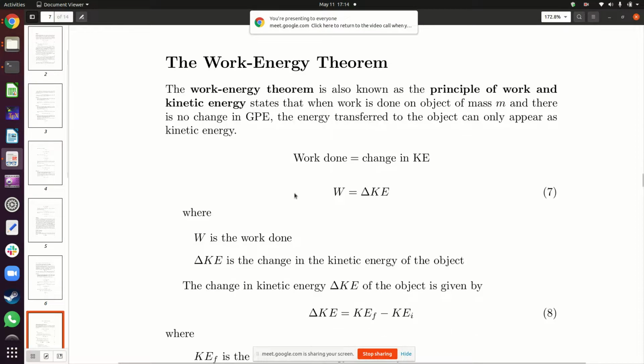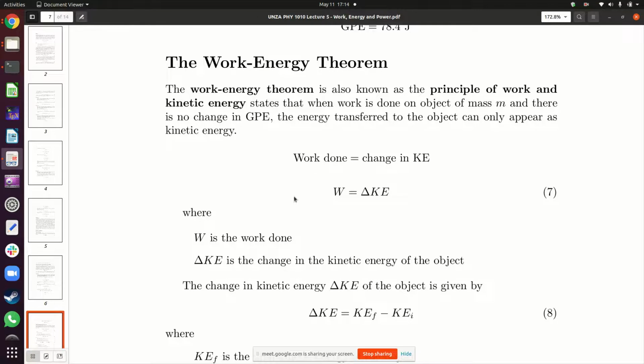So this evening we want to formalize this connection which seems to be there between the work which you do and energy. This is formalized in what is known as the Work-Energy Theorem. The Work-Energy Theorem is also known as the principle of work and kinetic energy.